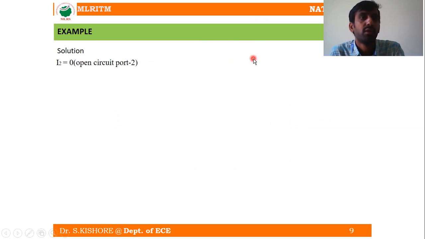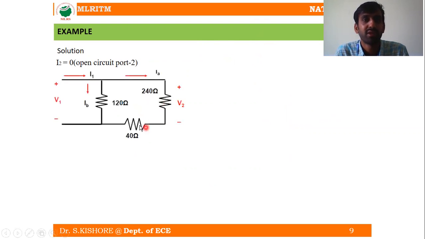If I2 is equal to 0, that means we are open circuiting port 2. If you open circuit port 2 for the given circuit, this could be the equivalent circuit. This side is port 2, this is the open circuit. That means the voltage is not going to be equal to 0, but the current I2 is going to be equal to 0. If the current I2 is equal to 0, we don't know what is the current flowing through this loop, through this element. So that is the reason why I have considered the current through this element as IA.